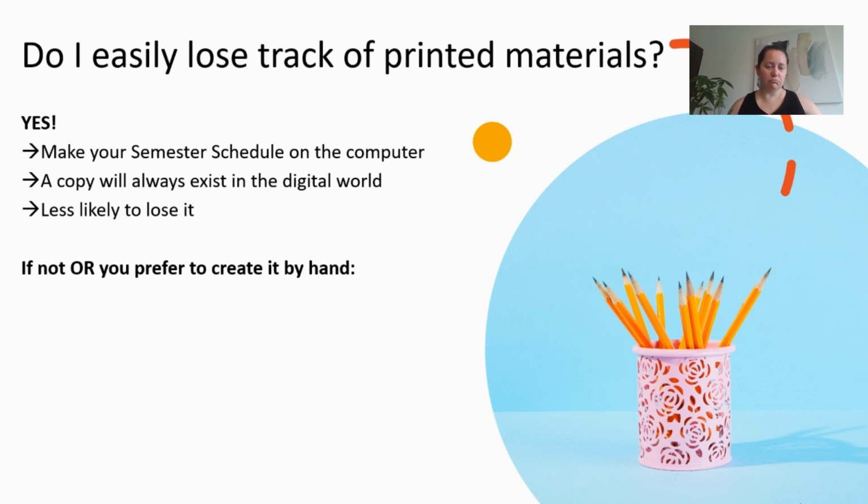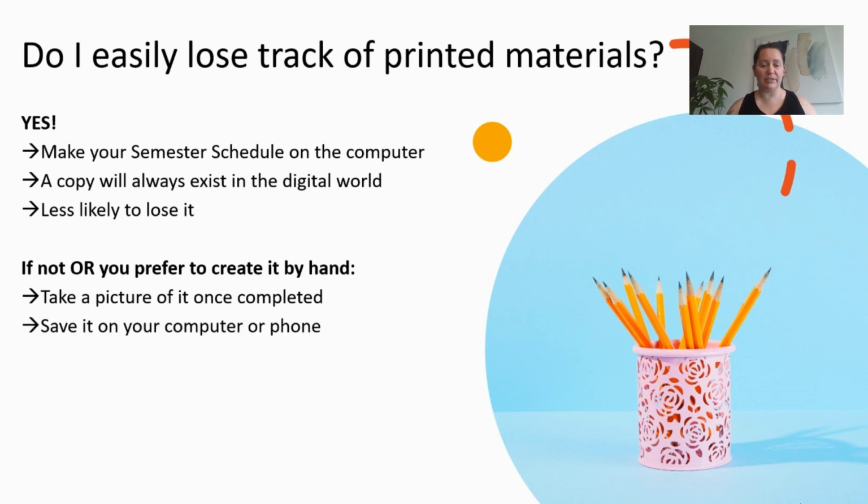If you prefer creating something by hand, or if creating it on the computer isn't necessarily what's best for you, make sure to take a picture of it once it's completed. Save it on your computer or on your phone. So this way, a copy will always be available digitally, even though it had been created by hand. You can easily update the schedule and then take another photo and put it wherever you'll remember it.